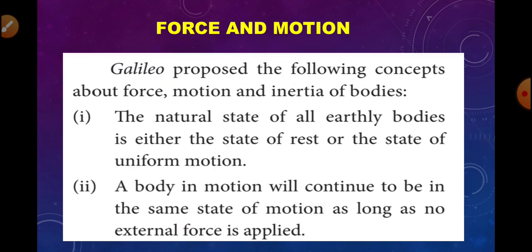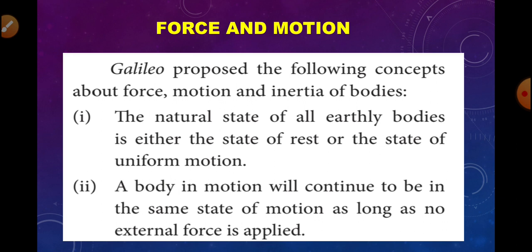And then Galileo proposed the following concepts about force, motion and inertia of bodies. He gave four points. The first one: the natural state of all earthly bodies is either the state of rest or the state of uniform motion. Either it will be a state of rest or a state of uniform motion.